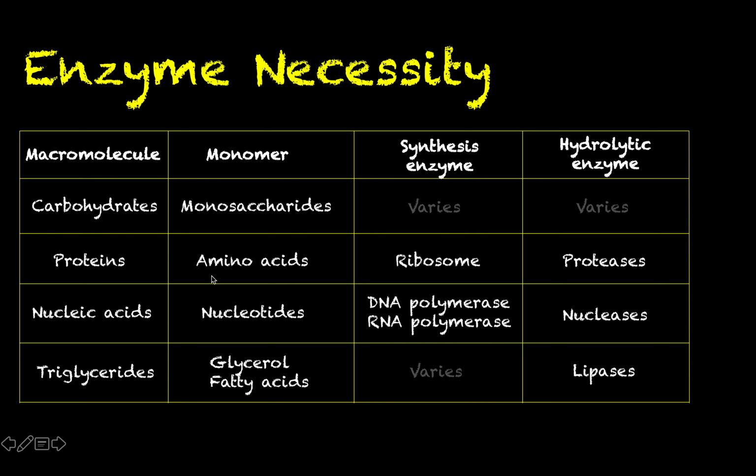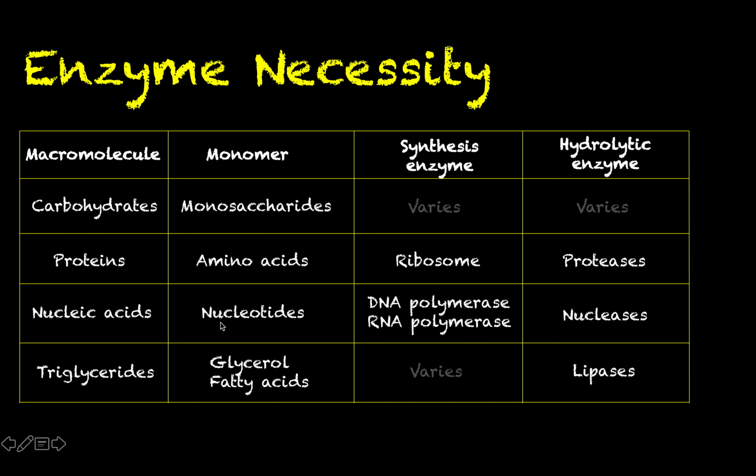In proteins, the monomers are amino acids. The ribosome is the molecular machine that has the enzymatic activity that builds the bonds between amino acids when building proteins. And then in a previous video, we talked about proteases like trypsin and pepsin that break the bonds between amino acids and digest proteins.